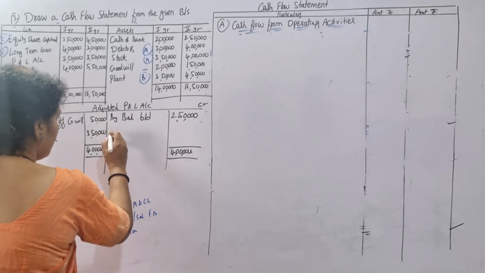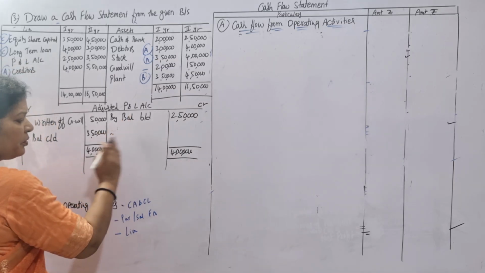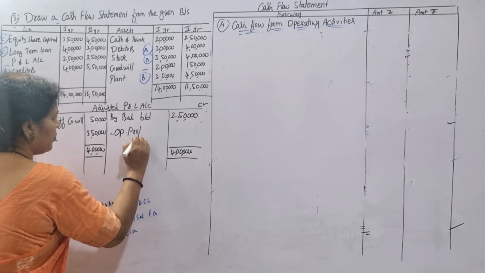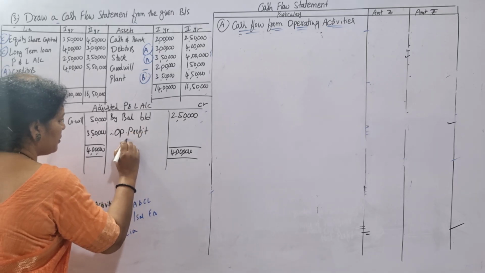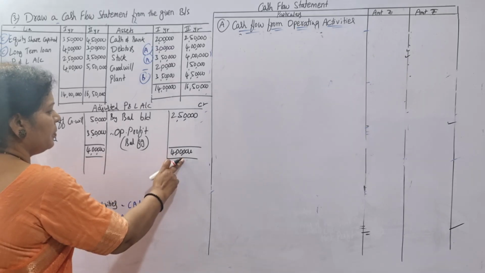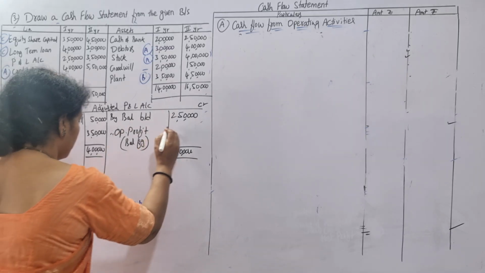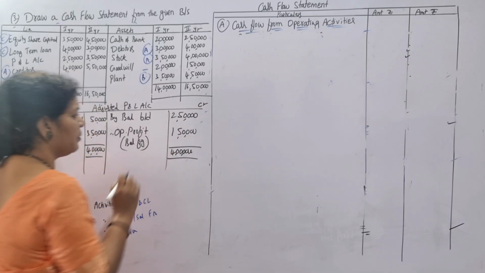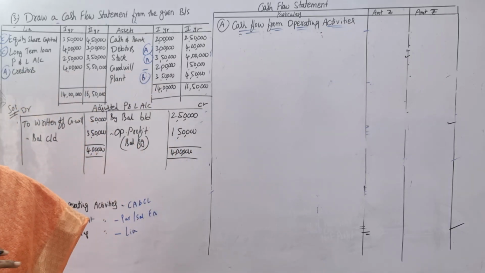So now you are going to get operating profit. The difference is operating profit to operating profit. What is this? Balancing figure. 4 lakh minus 2,50,000 comes to 1,50,000. With this, we are going to start the problem.